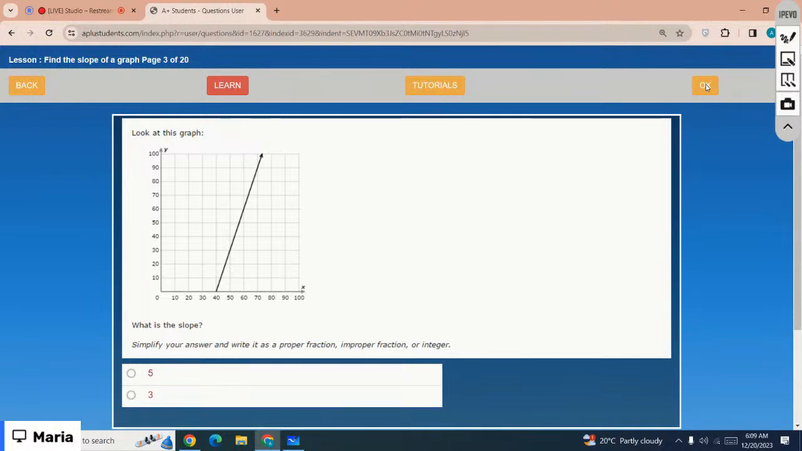Which is the correct option? The correct option is 3.